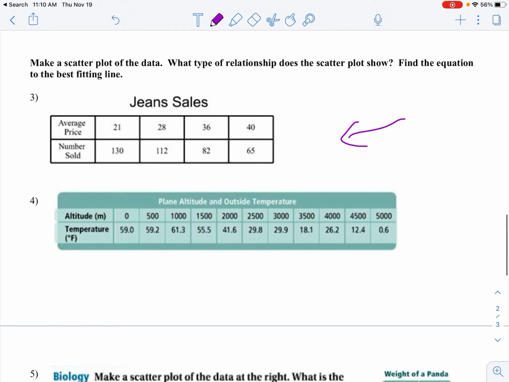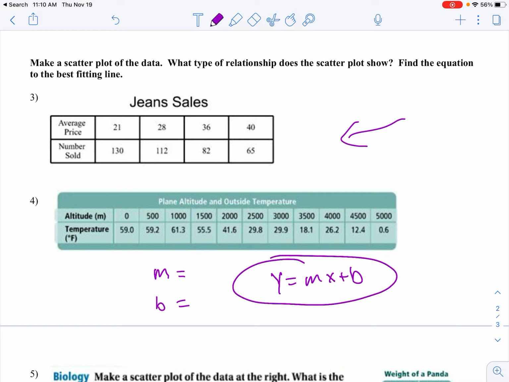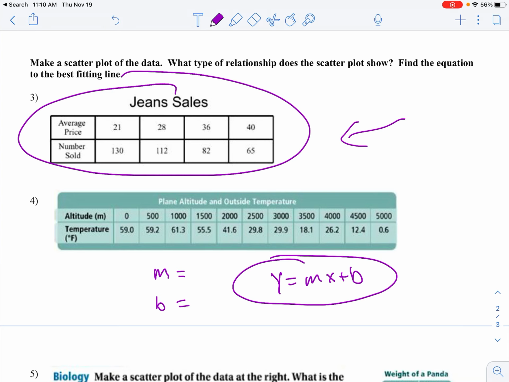On the calculator, it's going to give you an M value and a B value, and you're going to have to figure out how to make an equation out of that. Usually y equals mx plus b would work. And then it's going to have you predict something. Again, this equation is basically your best fit line. So that's how you predict things. For example, on jeans sales, it'll say, what if the average price was 50? Then what would your number sold probably be? You could figure that out by plugging in 50 for x.